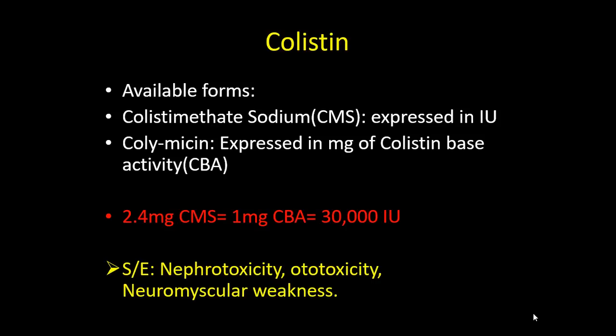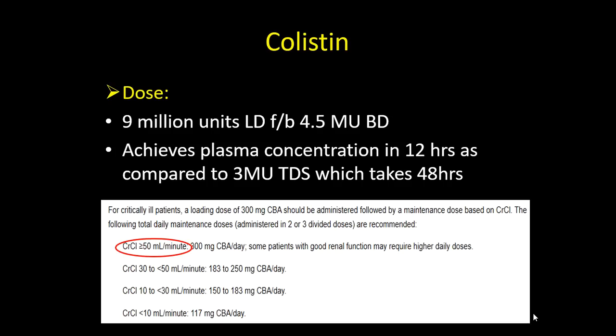Colistin, there is confusion generally around the dosage. So 2.4 milligrams of colistin methyl sulfate is equivalent to 1 milligram of colistin base activity, which is again equivalent to 30,000 international units of colistin. So whenever you are prescribing, the usual dosage is 9 million units loading followed by 4.5 million units BD. It needs renal adjustment in case of renal dysfunction.